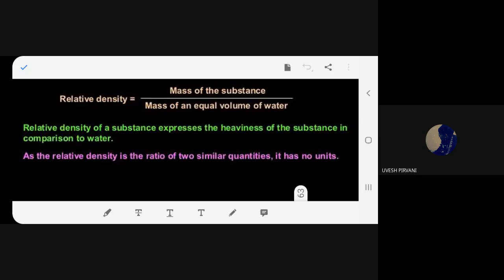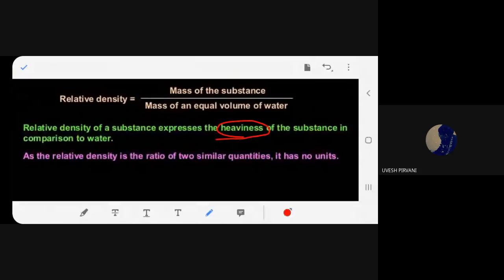So what is it showing? Heaviness of the substance. What are we comparing it to? Water. As both the things are similar, it has no units. This much is understandable. Yes, boys, is it understandable?